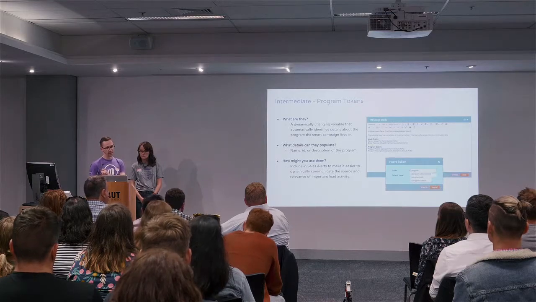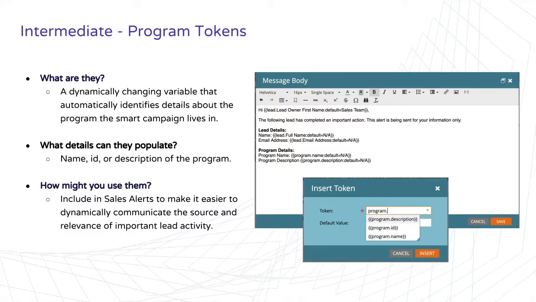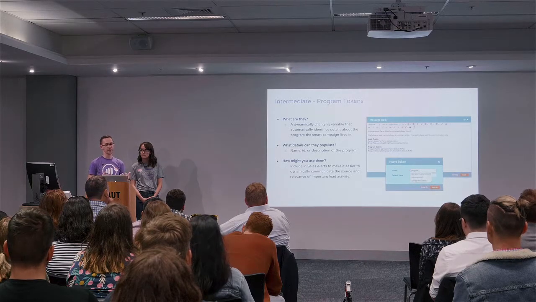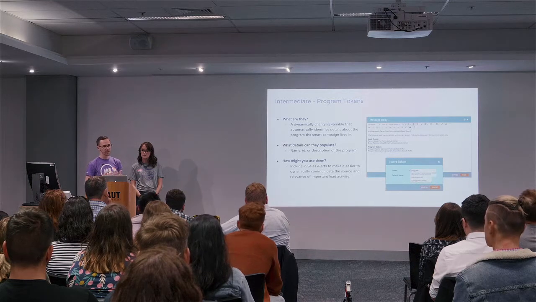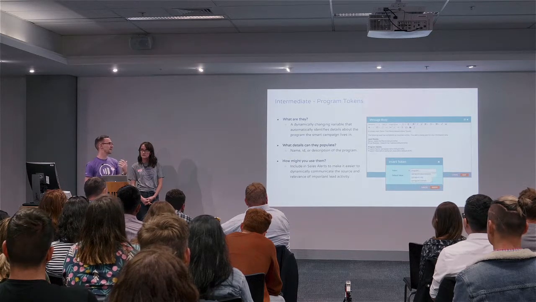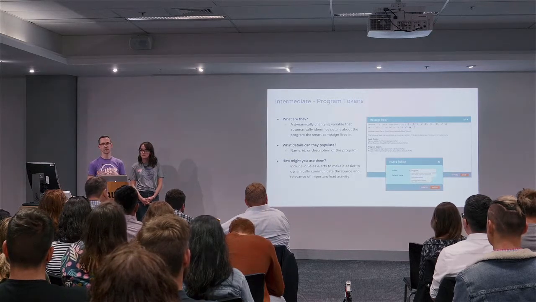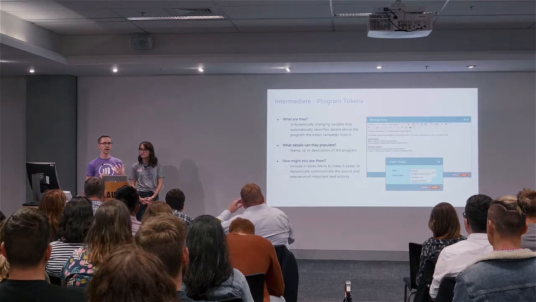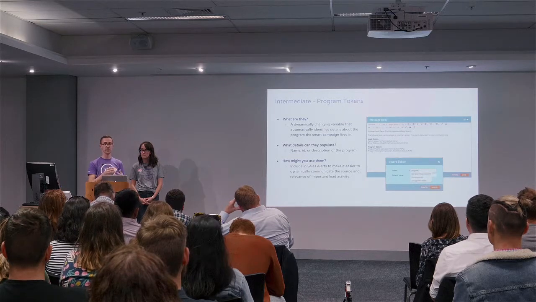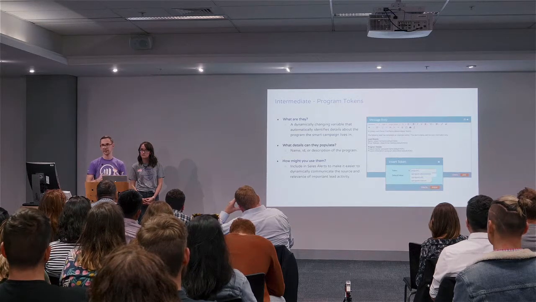Program tokens. These ones are pretty much like what I just mentioned before, actually. So these are variables that change and pull through details on the program or the smart campaign lives within. So these pull through things like the name, the ID, the description of the program. And once again, you might use these within sales alerts. So if you've got your Marketo instance connected to Microsoft Dynamics or through to Salesforce, you might want to start using program tokens to help your sales team figure out, again, what kind of program it is that a person is engaged in content with.